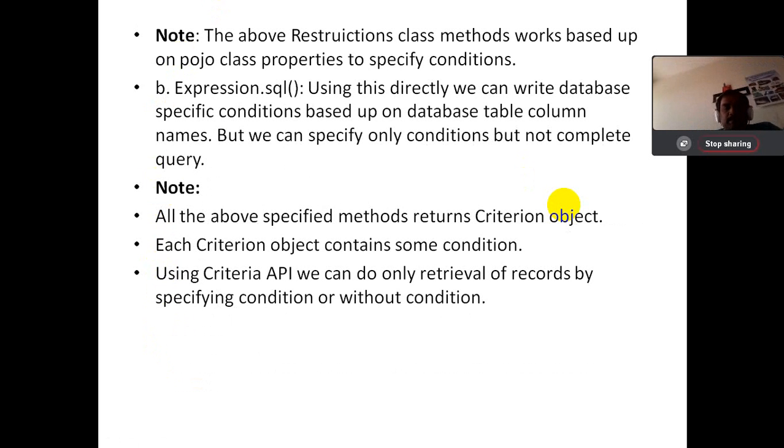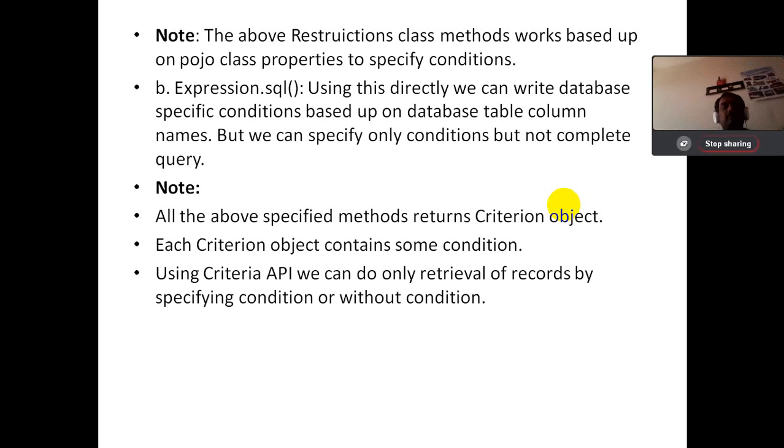The above Restrictions class methods work based upon POJO class properties to specify conditions. Again, the same thing: we are not dealing with the database tables, we are dealing with our POJOs, our beans. We'll query our beans, give conditions on our beans. We'll do everything with our beans only.